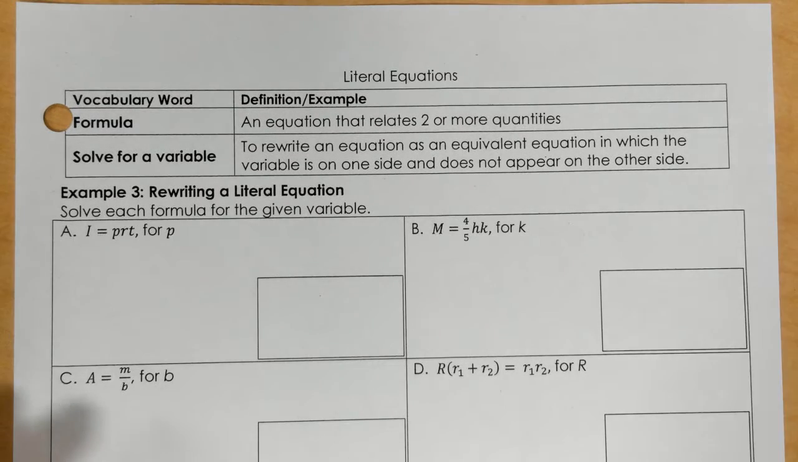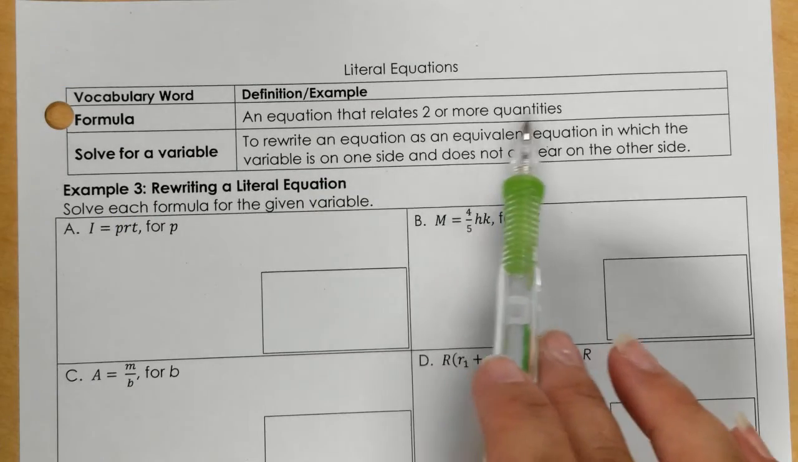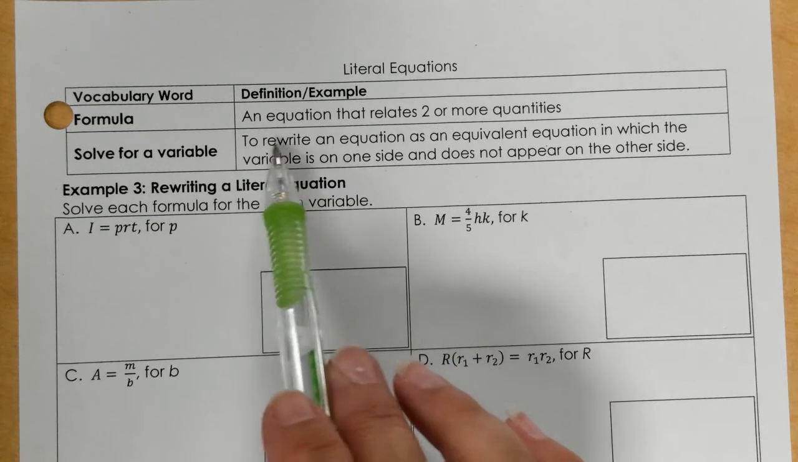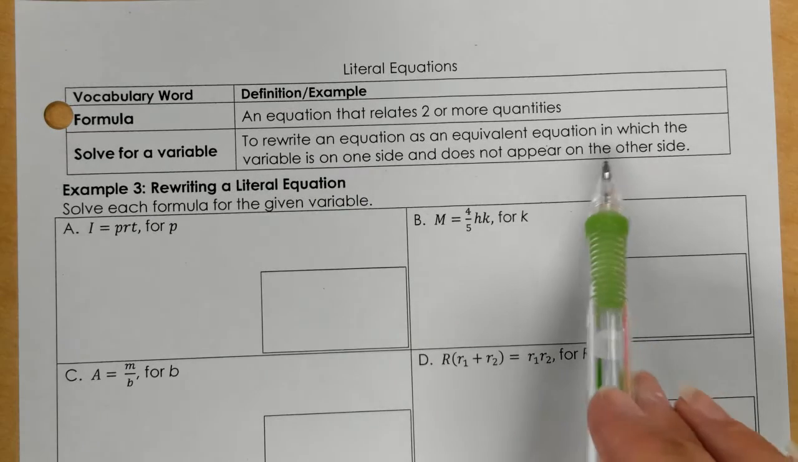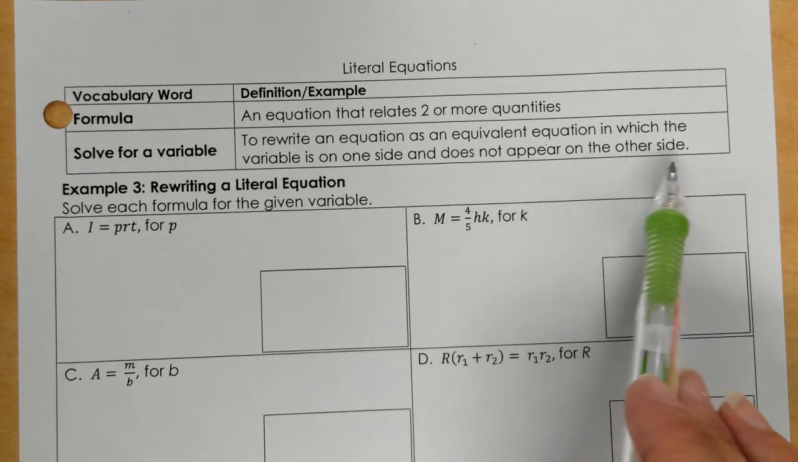Continuing with Unit 1, Day 1 notes, literal equations. It says, what is a formula? It is an equation that relates two or more quantities. We just did that with our perimeter. Solve for a variable: to rewrite an equation as an equivalent equation in which the variable is on one side and does not appear on the other side.